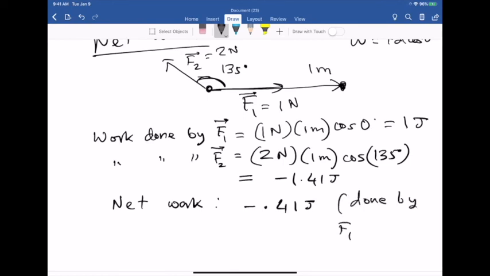So this is the net work done by F1 and F2. Notice that work is a scalar, so you just add or subtract the amount of work. So it will be a positive or a negative number, and when you combine different amounts of work, you just add them up like we did over here. All right, so the net work is simply the work done by all the forces acting on the object, right? The total amount of work done by all the forces acting on the object.